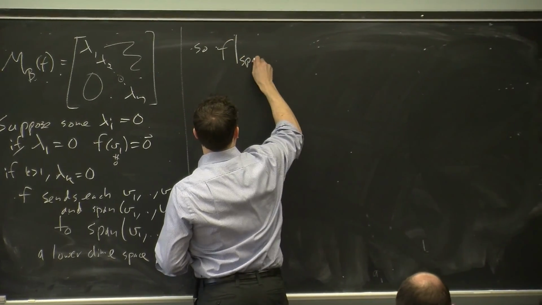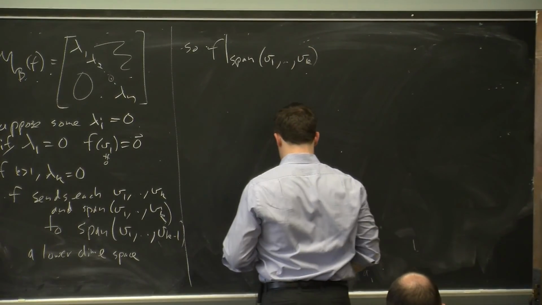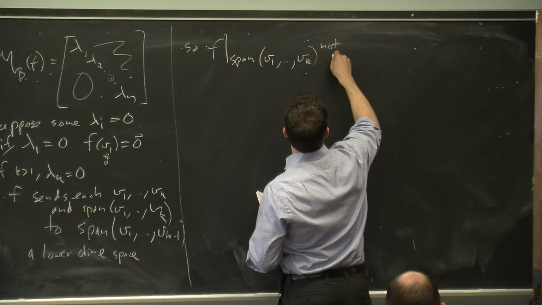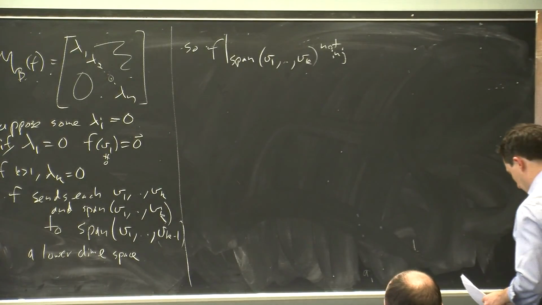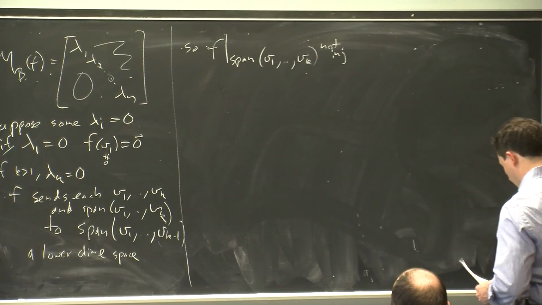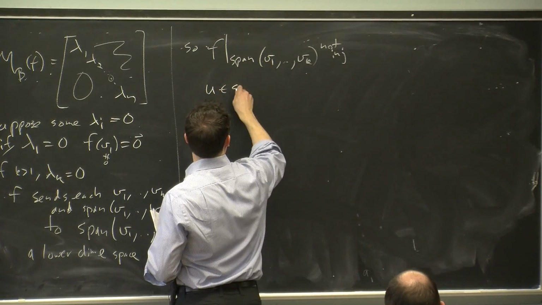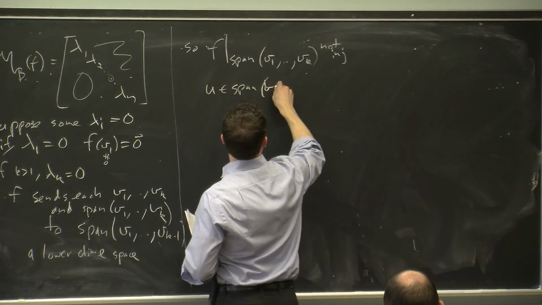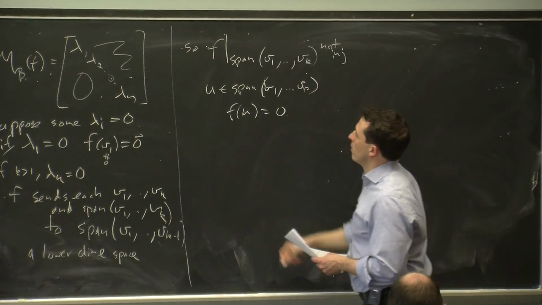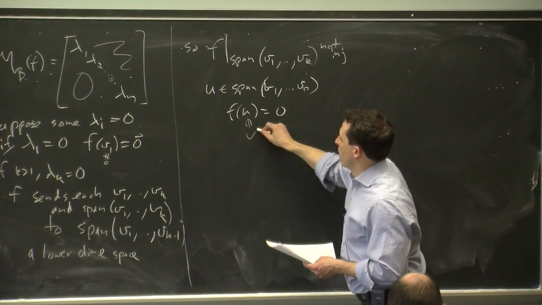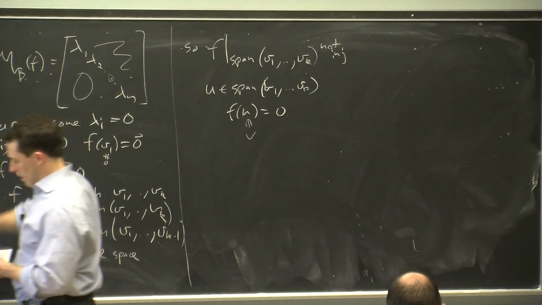F restricted to, say, the span of v1 up to vk is not injective, which you can prove, for example, by thinking about the rank-nullity theorem. So that means there's some u in this span with f of u equal to 0, and that u is also in V. So f has non-trivial null space, and f is not invertible.